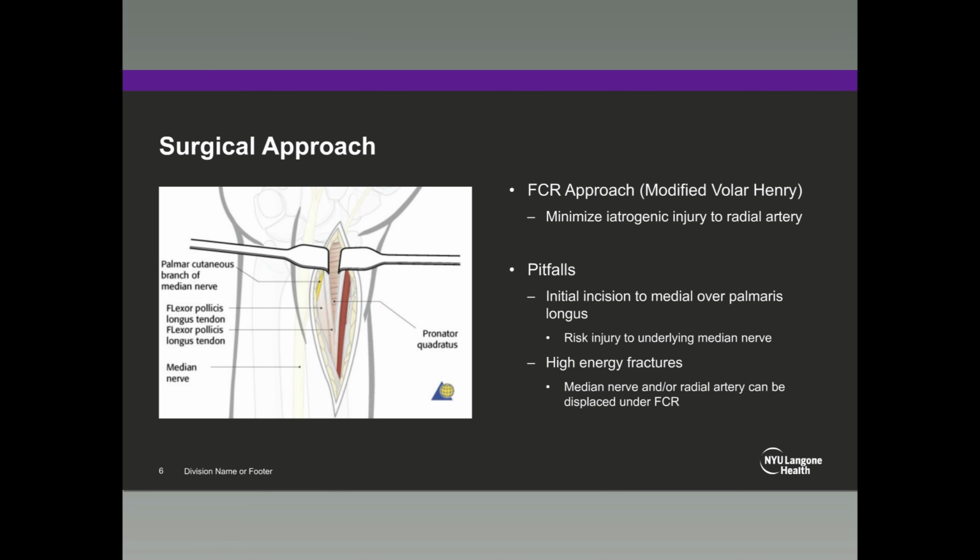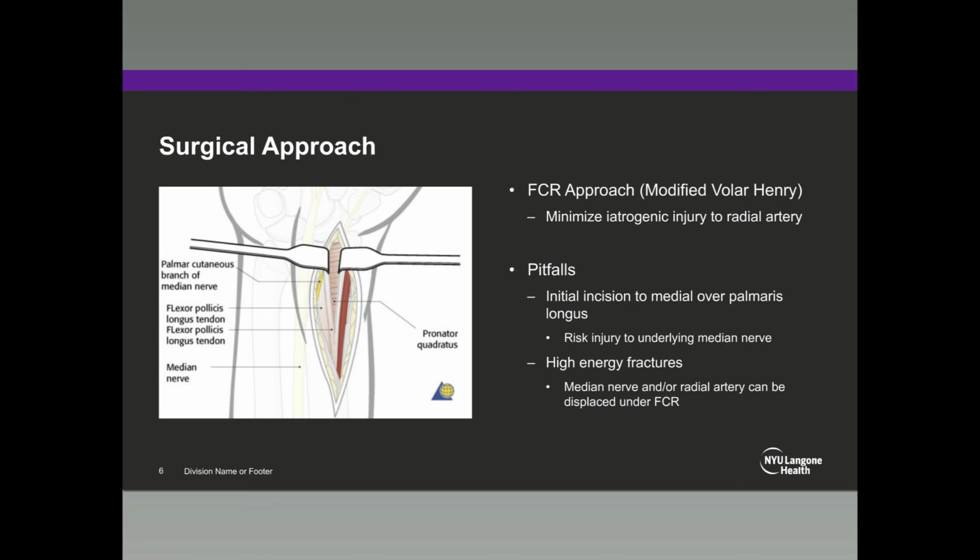Now, with regards to the surgical approach, the workhorse approach I like to use is the modified volar Henry approach, also known as the FCR approach. This takes advantage of constant landmarks that we can usually palpate. If it's not right at the wrist crease, it's usually a little bit more proximal. If the distal wrist is very swollen, then I palpate more proximally in order to feel this. This approach avoids dissection around the radial artery, thereby minimizing injury to it.